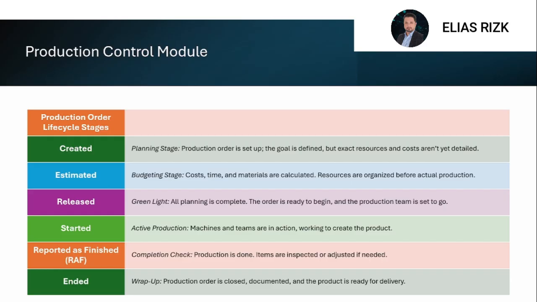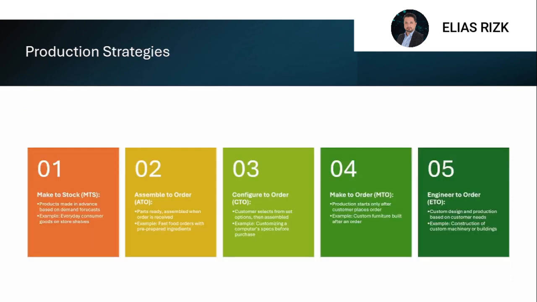Then fourth is started, so the production team gets to work cutting, sanding, and assembling each table. Then the 5th stage is RAF. Once all tables are assembled, we mark the order as report as finished and inspect each table for quality. And once the quality checking is done, the last stage is ended, where finally everything is checked out. So we mark the production order as ended, and the tables are ready to deliver. So this is how we go from the created to the ended stage, from receiving the order to getting the final product ready for delivery.